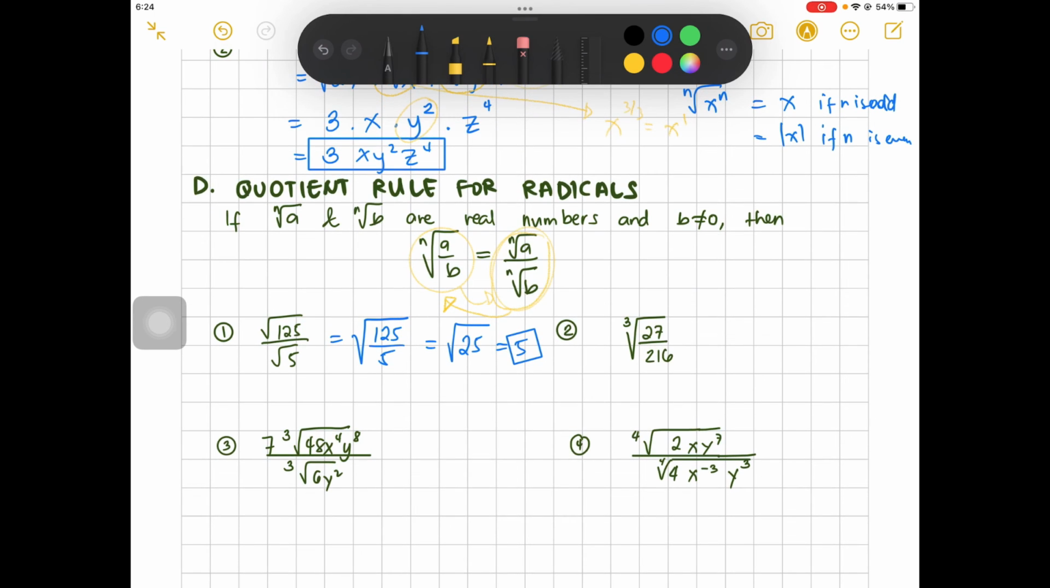Number 2, cube root of 27 over 216. If you notice, 27 is a perfect cube, 216 is a perfect cube, so pwede nating paghiwalayin. Cube root of 27 over cube root of 216. Cube root of 27, that is 3. Cube root of 216, that is 6. So we have 3 over 6 or 1/2.